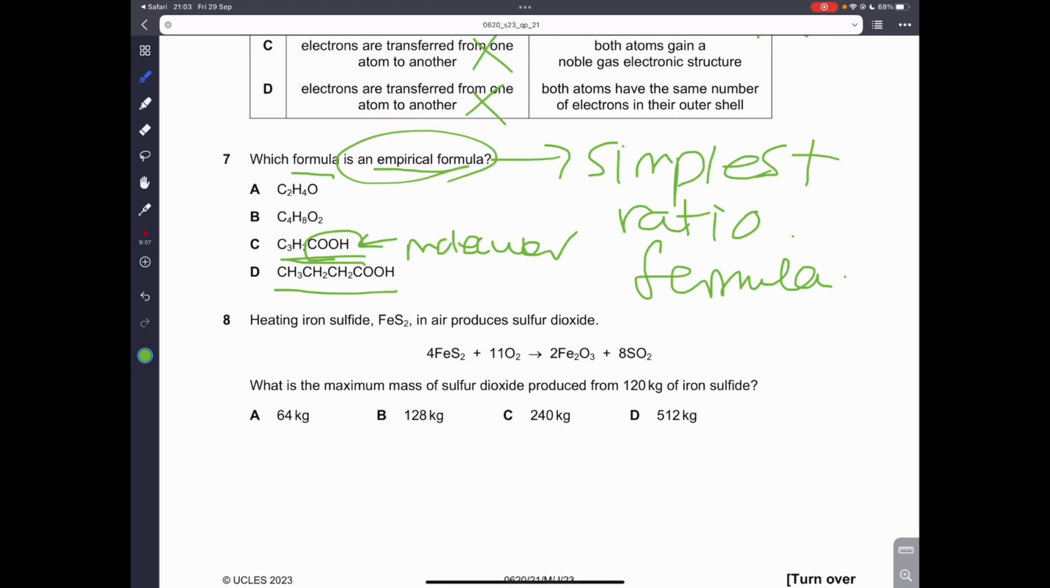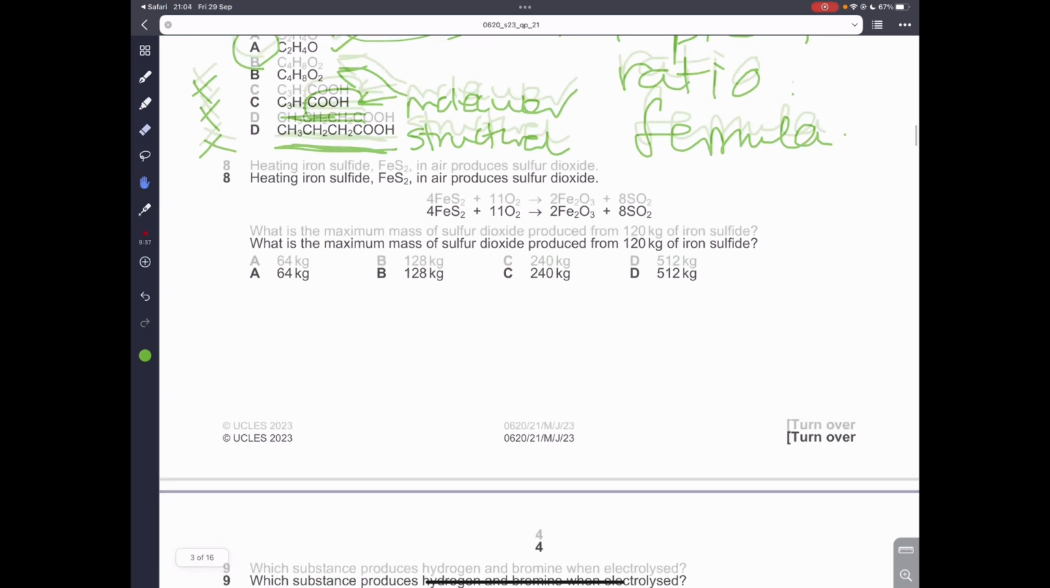For number D, you can see that this is an ambiguous way of writing the structural formula. And B is also a molecular formula. This leaves us with the answer of A. It's not a molecular formula, so we can cancel all the wrong options and choose the correct answer.